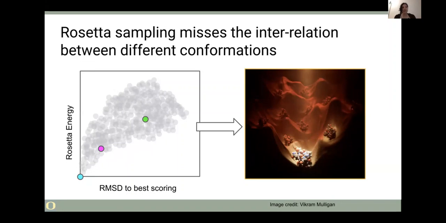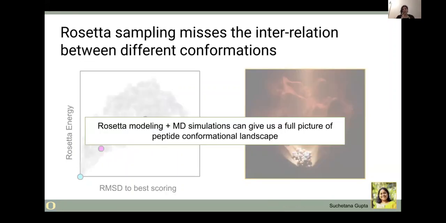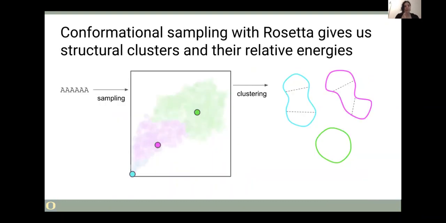So really the project that we're working on right now, and it's inspired actually by Yushan's work, is: can we combine this sampling of conformations with molecular dynamics simulation to get a full picture of this energy landscape and recapitulate that 3D funnel shape? And that can help us know what the conformational ensembles in solution are.